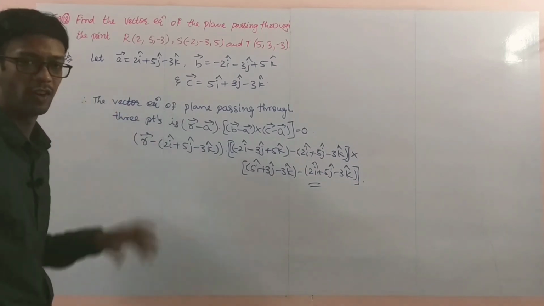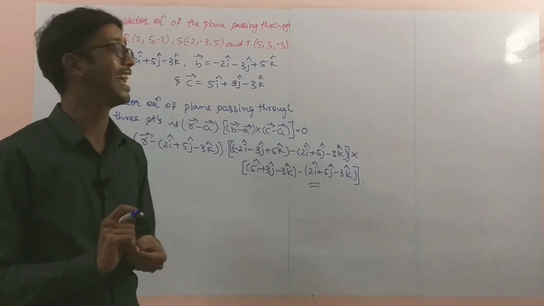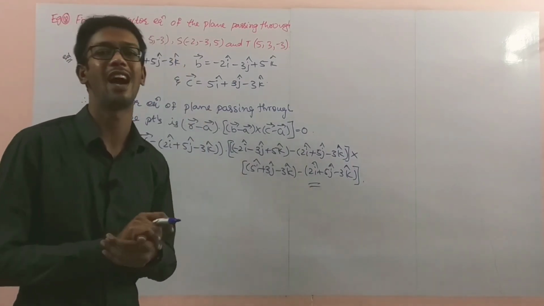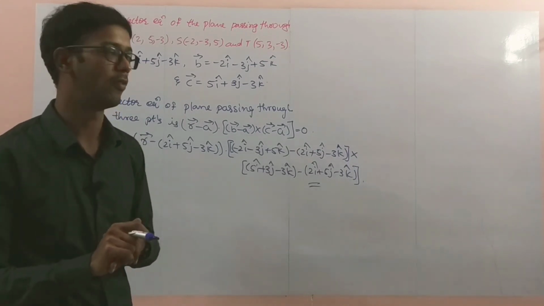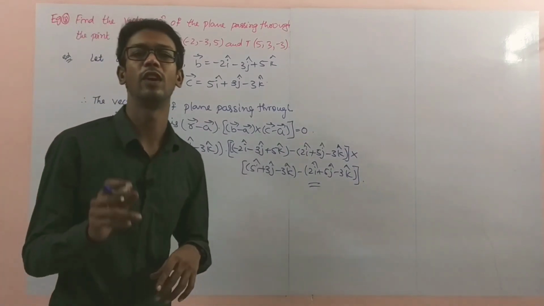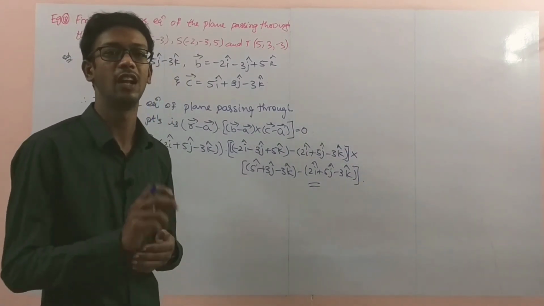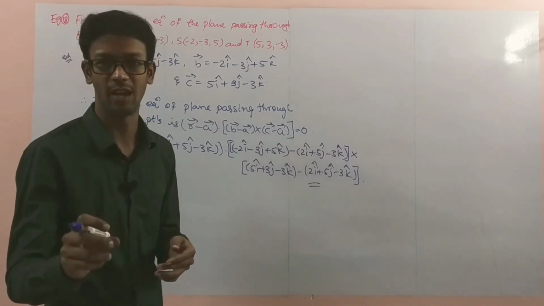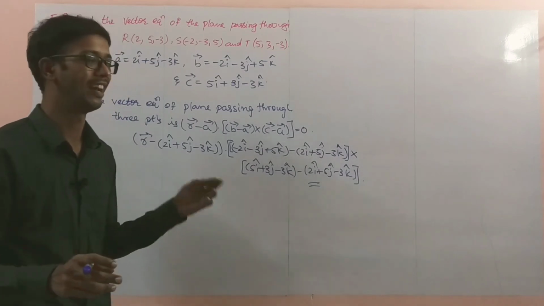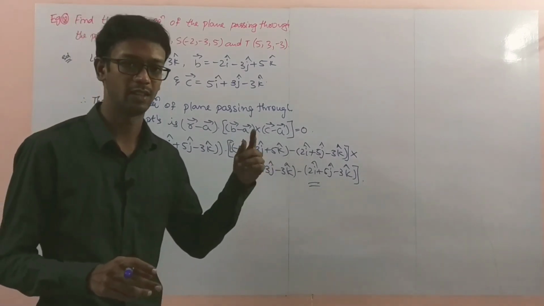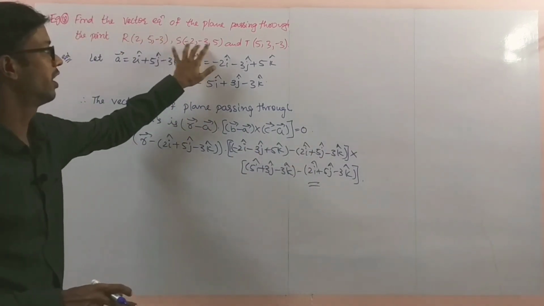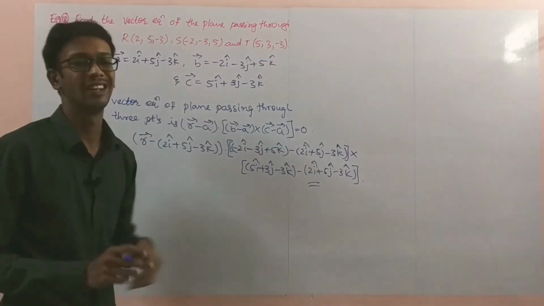This is the vector equation. If in the question they didn't mention the vector form of the plane passing through the 3 points, then you have to find it using the Cartesian form of the equation. The Cartesian form is the determinant of x minus x1, y minus y1, z minus z1, x2 minus x1, y2 minus y1, z2 minus z1, x3 minus x1, y3 minus y1, z3 minus z1. So x1 y1 z1, x2 y2 z2, x3 y3 z3.